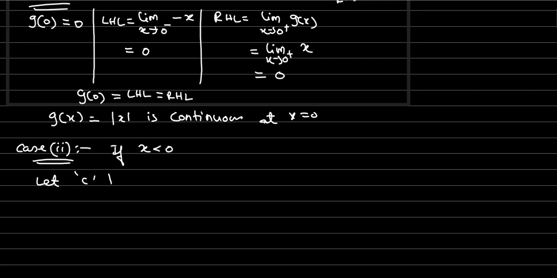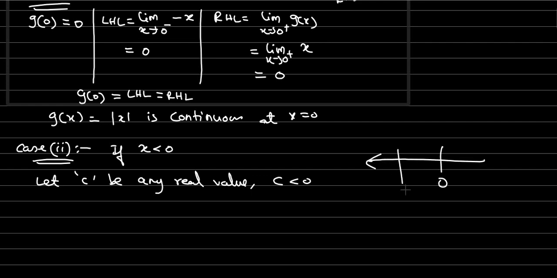If x is less than 0, we have infinite real values. Let C be any real value, at the same time C should be less than 0. So we are taking C in this particular interval. It can be any value in this interval and C is less than 0. So we need to find out g of C first.